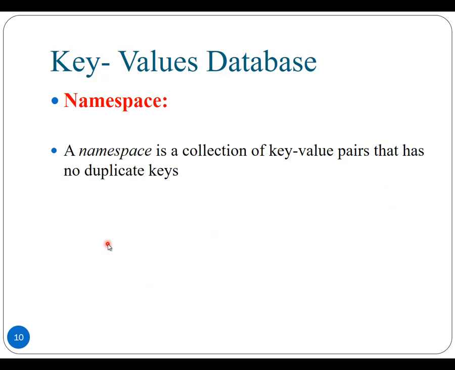Namespace is a very important sub-concept in the key value database. The namespace is a collection or a group of key value data. And the most important thing about the namespace is that we don't have duplicate keys. So in each namespace, the keys cannot be duplicate. The keys should be unique. That's the definition of the namespace. So the namespace is a collection of key value pairs that don't have duplicate keys.